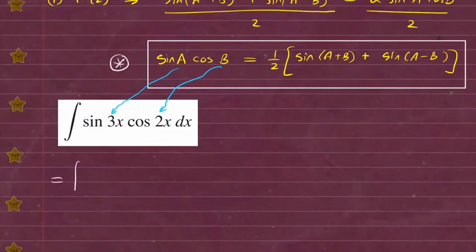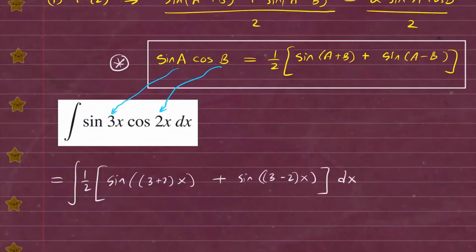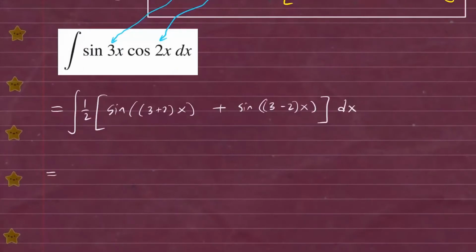So we will have the integral of 1/2, so this is 1/2 the integral of sine of A plus B, so that's 3 plus 2x, plus sine of A minus B, that's 3 minus 2x, dx. So that's what we're integrating. And then if you rewrite the inside of each of these functions, you have the integral times 1/2 of sine of 5x plus sine of 3 minus 2x dx.